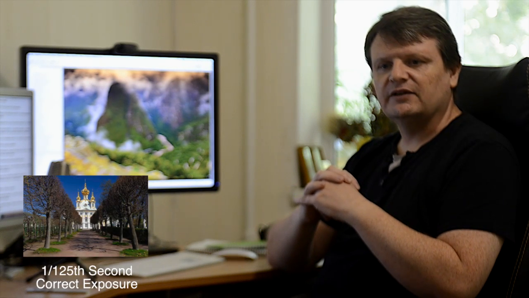Let's assume we have a camera that has a fixed aperture. We can't change the aperture. The only way we control the amount of light reaching our sensor is by the shutter speed. And if we want the perfect exposure, our shutter speed in this case is 1/125th of a second.